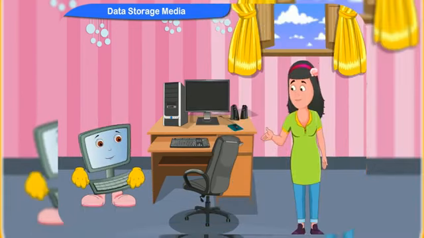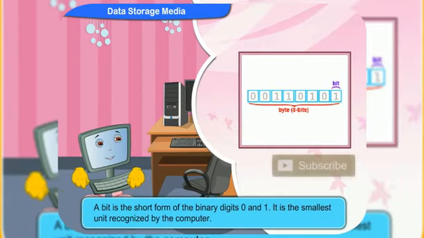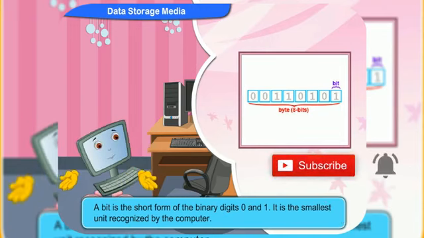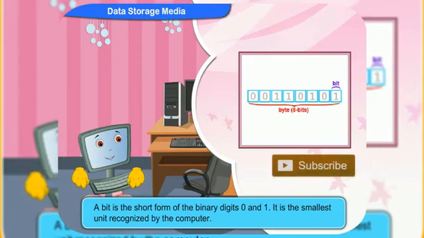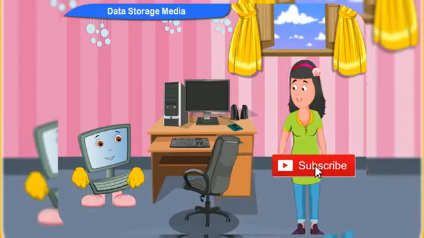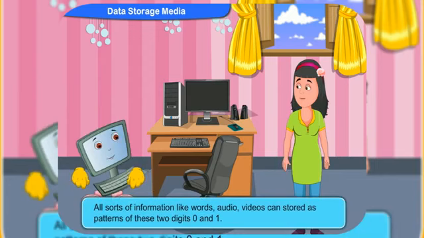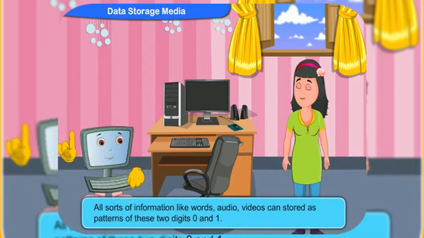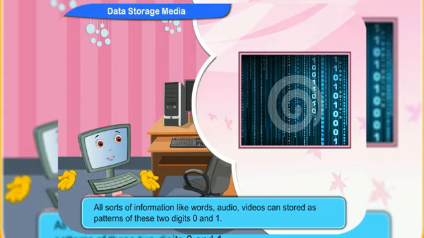Tell me more about bits and bytes. A bit is actually the short form of the binary digits 0 and 1. It is the smallest unit recognized by the computer. What do these 2 binary digits or bits do? All sorts of information like words, audio, video can be stored as patterns of these 2 digits 0 and 1.